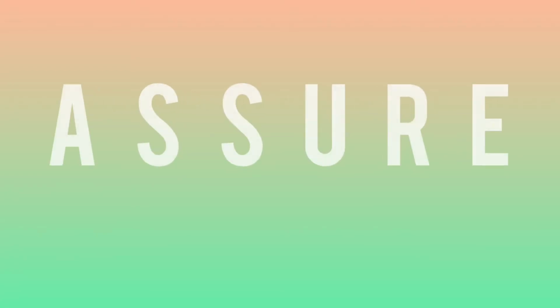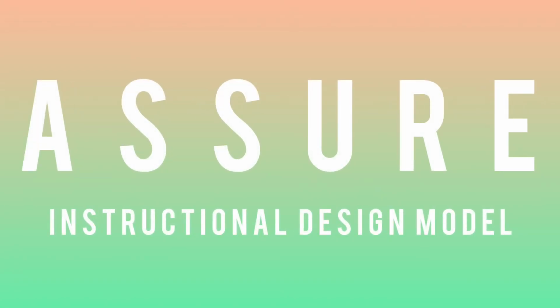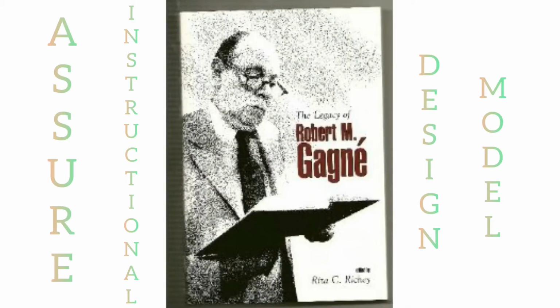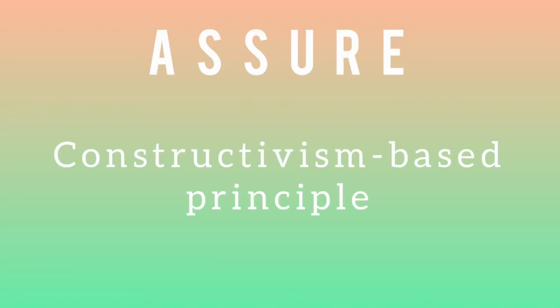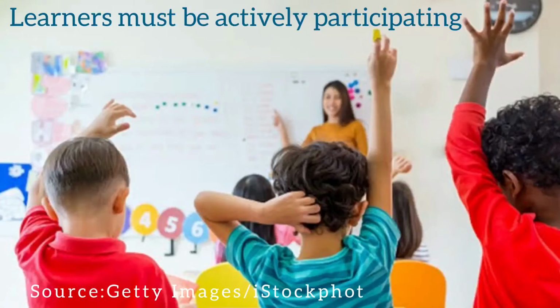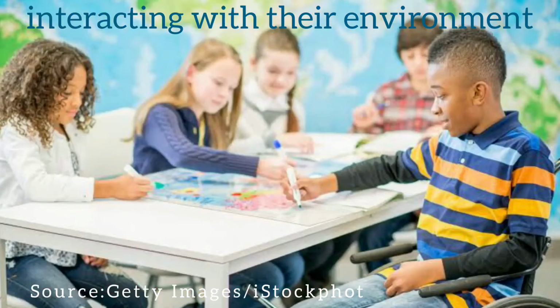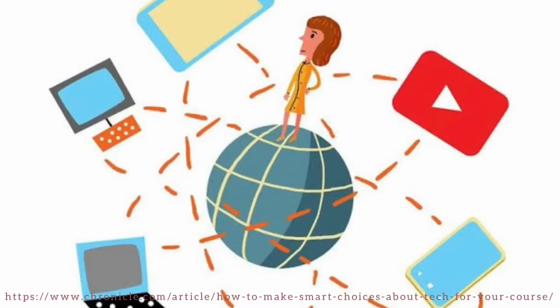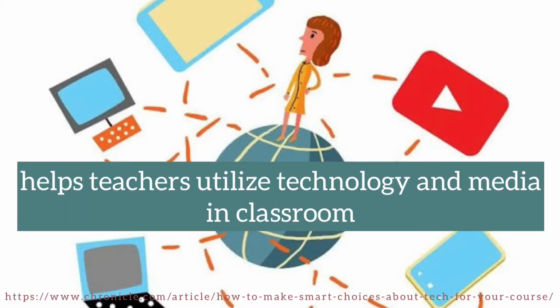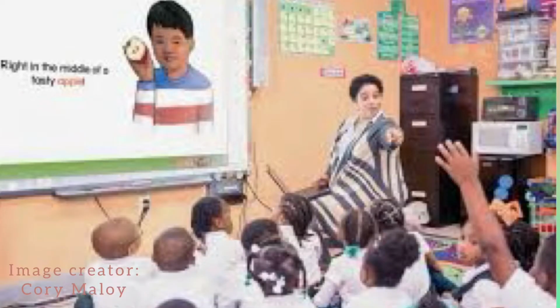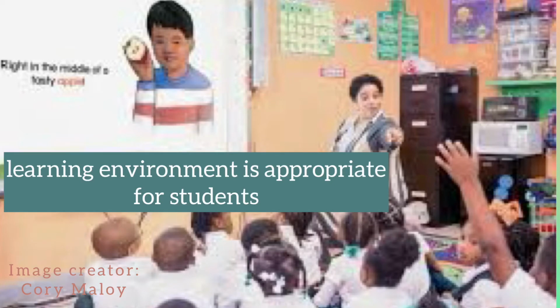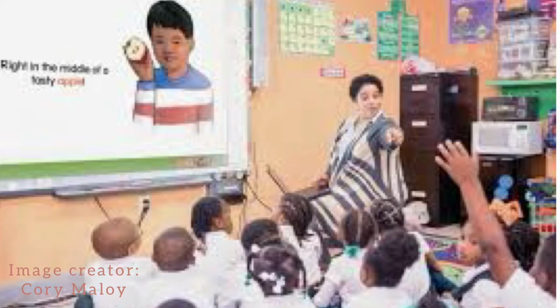Today's topic is the Assure Instructional Design Model. This model is based on Robert Gagné's Events of Instruction. Assure is a constructivism principle stating that learners must be actively participating in their own learning, interacting with their environment and peers. It intends to help teachers utilize technology and media in the classroom. Assure is a way to ensure that the learning environment is appropriate for students.